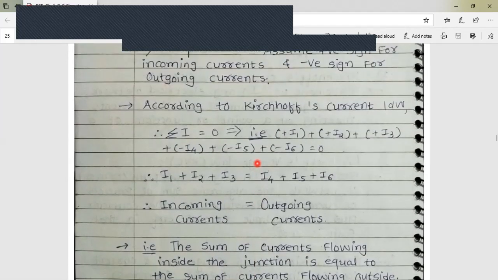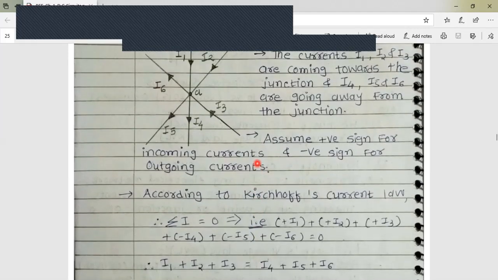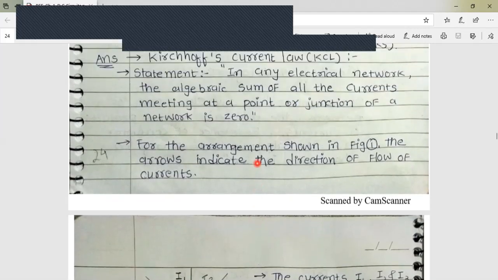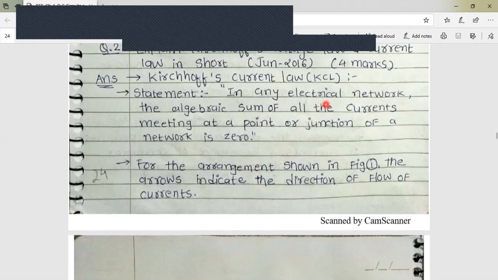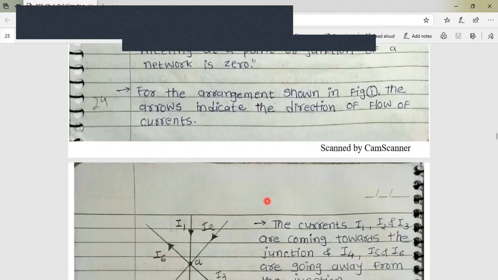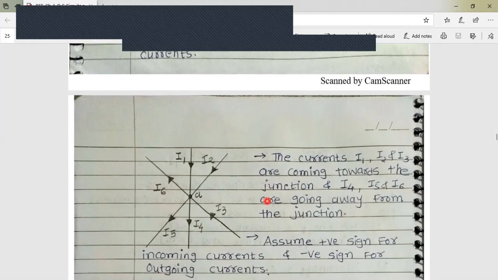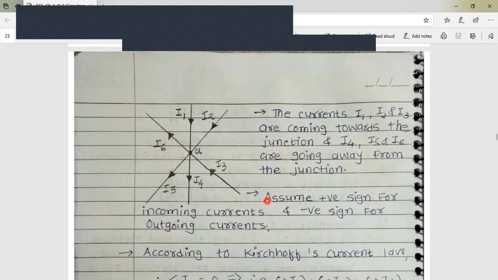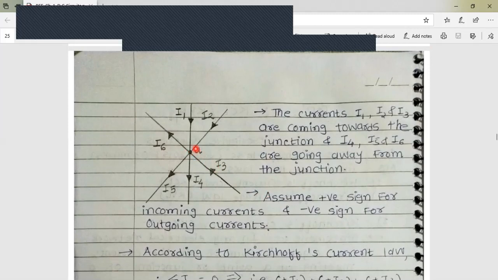In the same way, Kirchhoff's current law: in any electrical network, the algebraic sum of all currents meeting at a point or junction is equal to 0. Or we can simplify this statement as: the sum of incoming currents is equal to the sum of outgoing currents. So this is all about Kirchhoff's voltage law and current law.